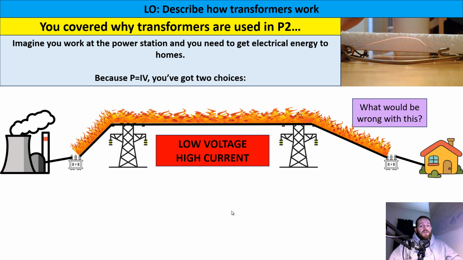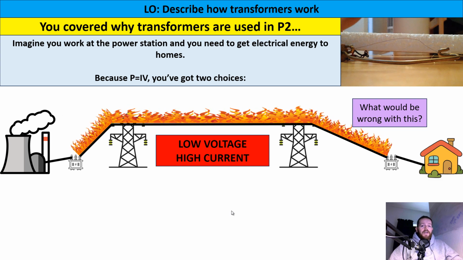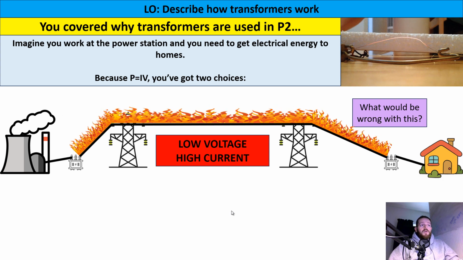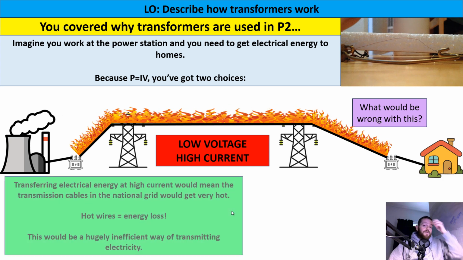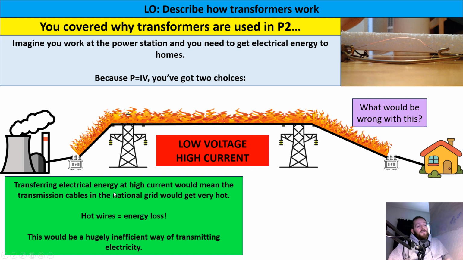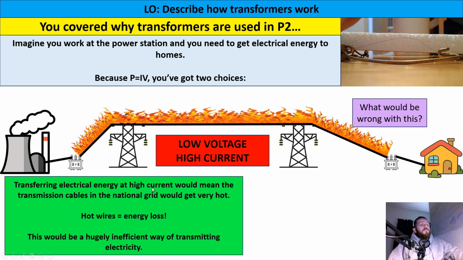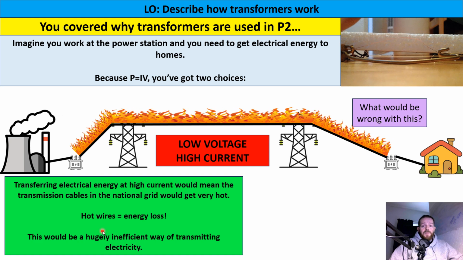A lot of energy is going to be lost from the power lines, and that's energy that was meant to go to houses or to factories or to wherever it was going to. That would be a pretty inefficient way of transferring electrical energy. So transferring electrical energy at high current would mean the transmission cables in the national grid would get really, really hot. Hot wires equals energy loss, and that would be a massively inefficient way of sending electrical energy from the power station to houses or to factories.